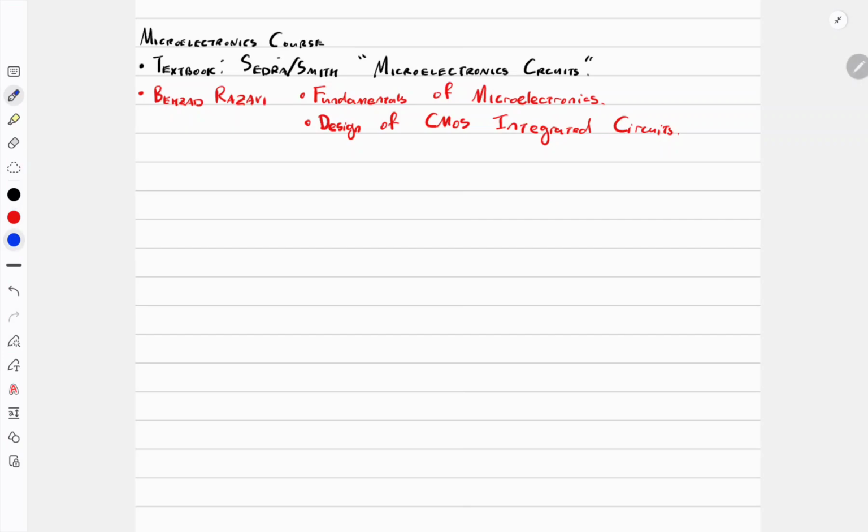And also there's another one, Phillip Allen. Phillip Allen has CMOS Analog Circuit Design. This textbook focuses more on how we design certain different kinds of circuits. Sometimes I use this textbook as well, but mainly the focus right here is Sedra and Smith.